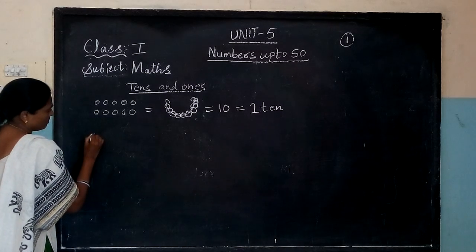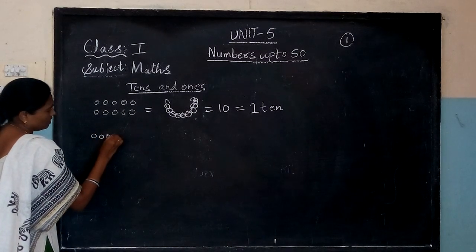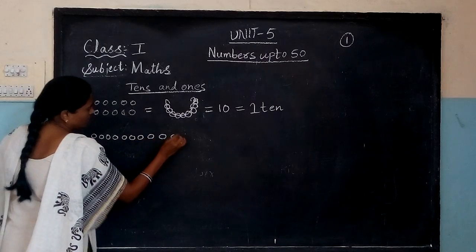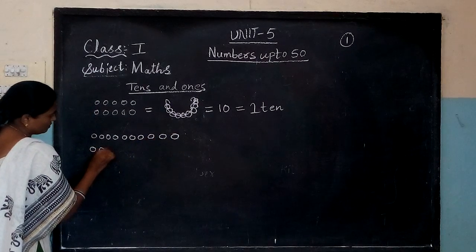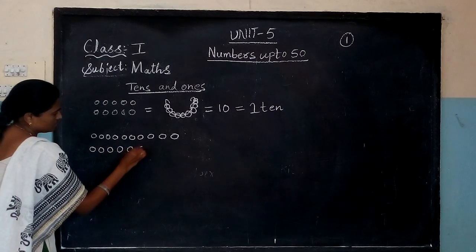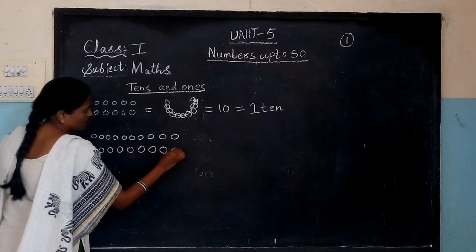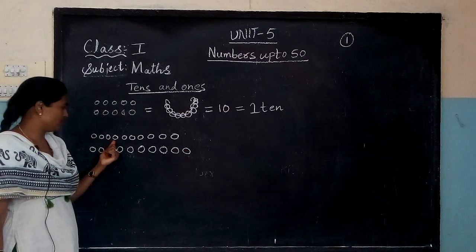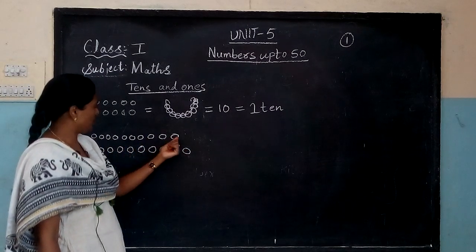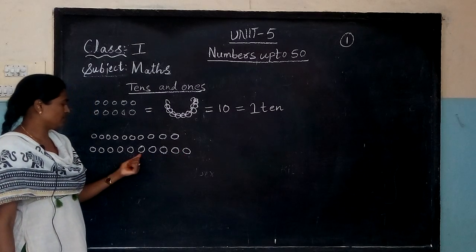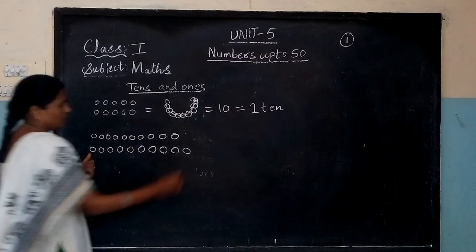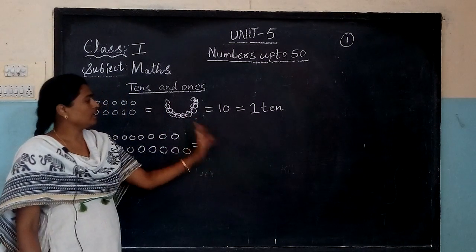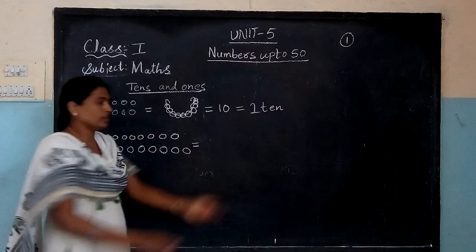Next one, 1, 2, 3, 4, 5, 6, 7, 8, 9, 10. Then 11, 12, 13, 14, 15, 16, 17, 18, 19, 20. Total how many are there? In garlands how many should we arrange here? 10 and one more 10. It becomes 20, no? See here.